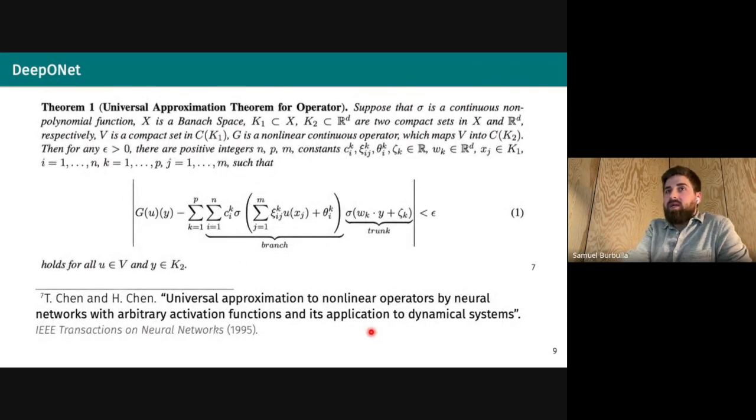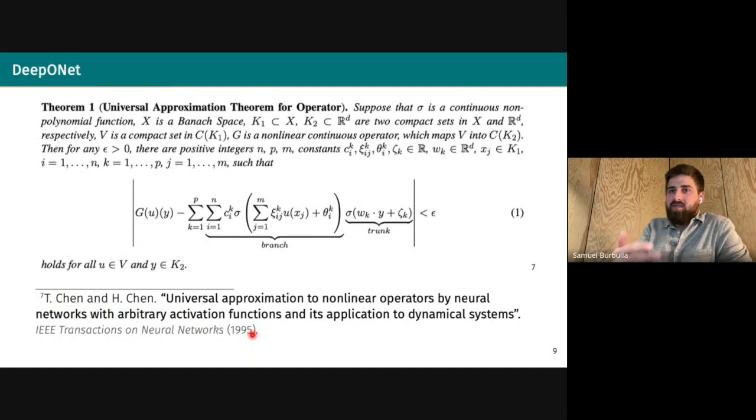And this theorem looks like this. I would like to take 2 minutes to understand the slide because I think it's kind of interesting to understand this in more detail. As I said, this is a similar result to this other universal approximation theorem. And this was proven as well by Chen and Chen already 1995.